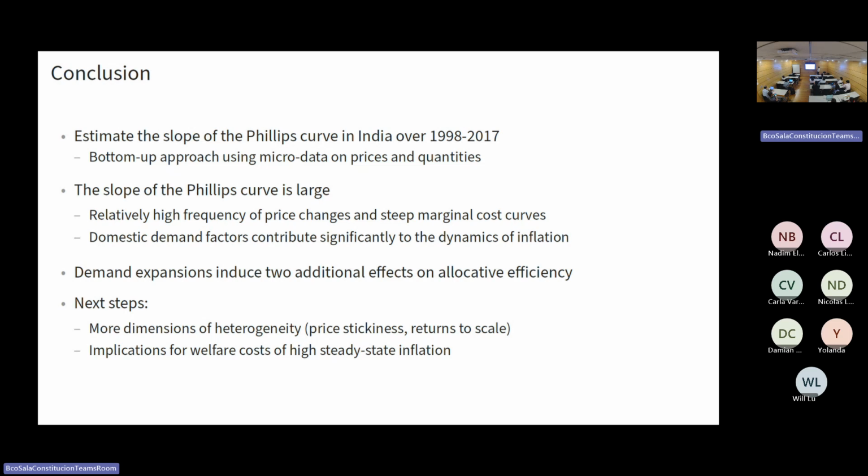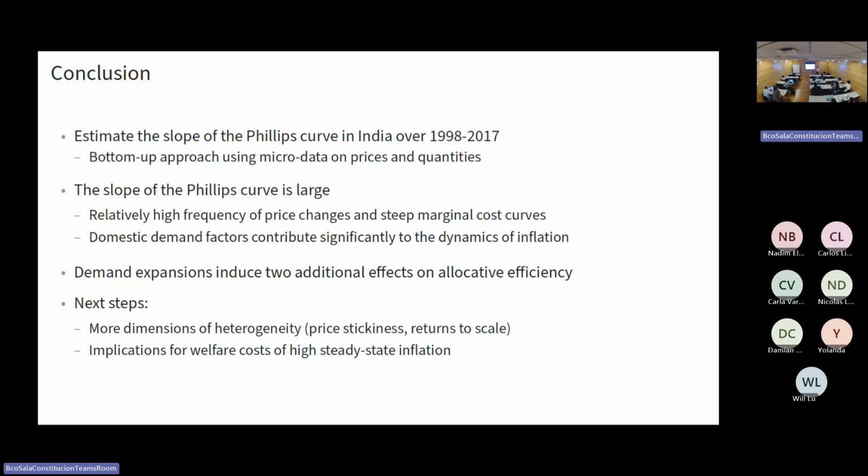What we showed you is that you can decompose this effect on inflation into two different components: what is the slope of the Phillips curve, and how much the Phillips curve shifts after changes in demand? We show that the slope of the Phillips curve is larger than what is estimated in other latitudes, and that you need to keep track of additional margins of heterogeneity in order to keep track of the allocative efficiency effects, but we're in the process of that.